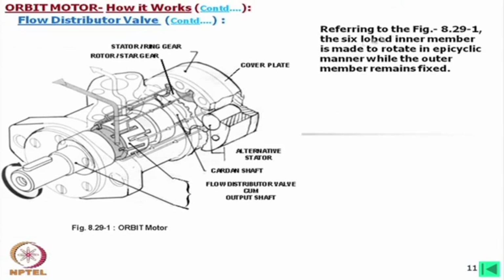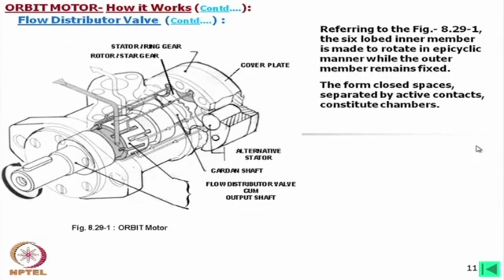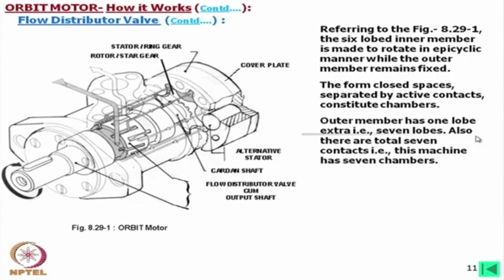Now, with this figure, in this case it is a 6-lobed inner member. This is described: the 6-lobed inner member is made to rotate in epicyclic manner while the outer member remains fixed. The form closed spaces, the term is form closed, the spaces separated by active contacts, these contacts are called active contacts, constitute chambers. Outer member has 1 lobe extra, in this case 7 lobes.